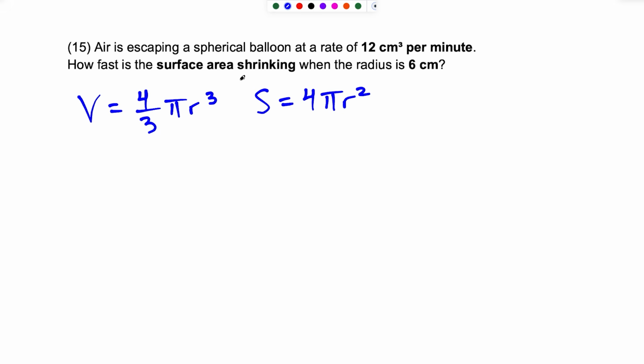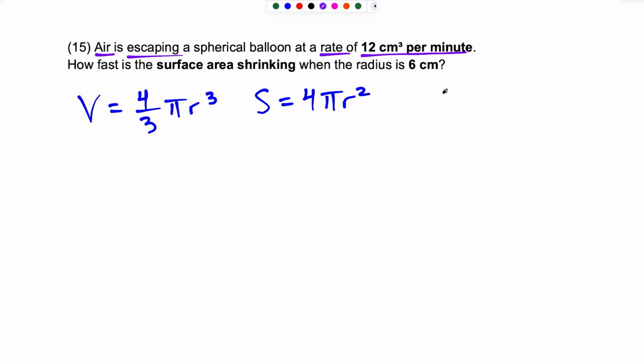And if you don't know how to go from volume to surface area, a nice way to get from here to here is you could differentiate this equation with respect to r, and it actually gives you the surface area equation. Okay, so that's just a nice one to know. And for this related rates question, and pretty much all related rates questions, what you should do is extract the rates. They're telling us that air is escaping. So the air is leaving the balloon at a rate of 12 cubic centimeters per minute.